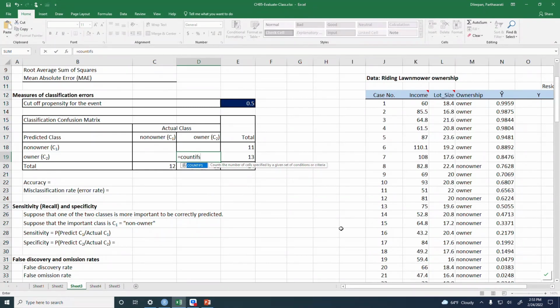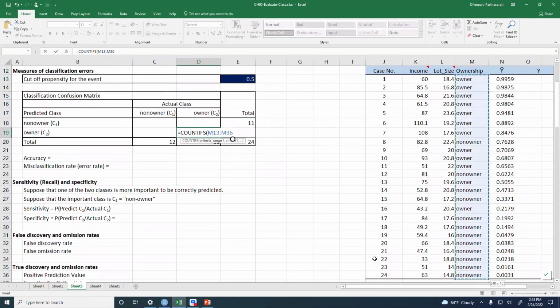So now we have two. We need to check two things. We need to see whether the actual class is owner, and then we have to see whether the predicted class is owner. Predicted class will be owner if the corresponding probability is greater than 0.5. So we have two things to check. Okay. And here is the, okay, so criteria range 1. Criteria range 1 is that one. Okay. And owner.